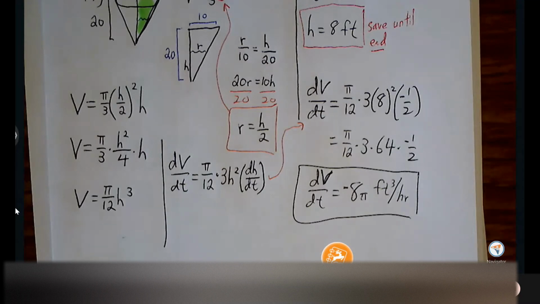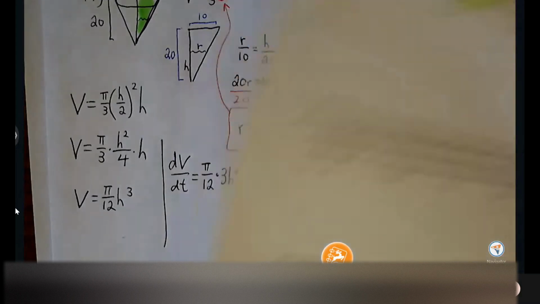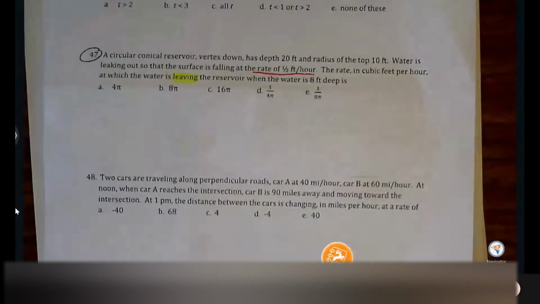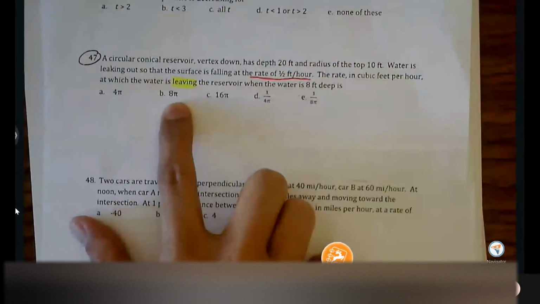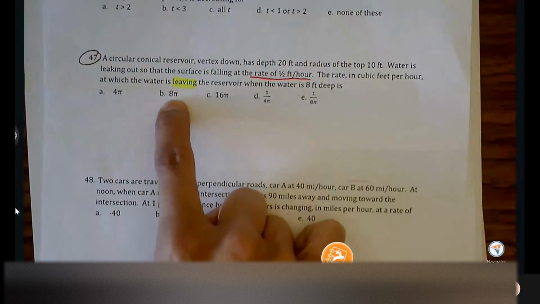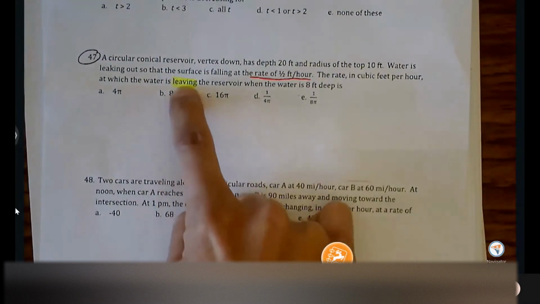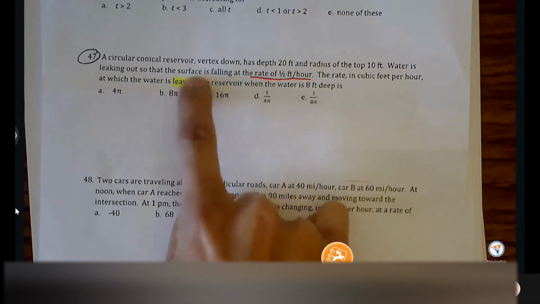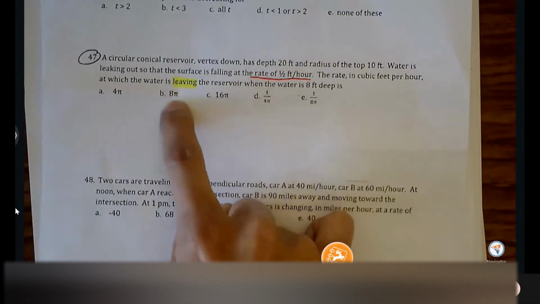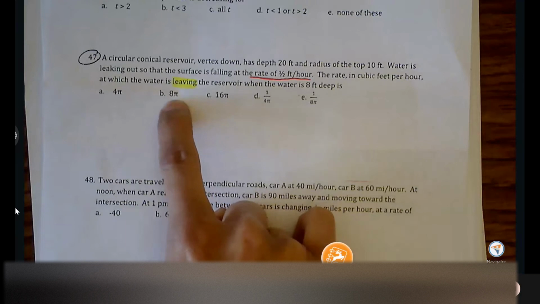Any questions here? Okay. Now, if you look at the answer choices, none has -8 pi. It only has 8 pi. But that's the answer choice that we choose, because it doesn't say -8 pi, but it does preface it by saying that water is leaving. So I think that leaving is an indication that we're dealing with a negative rate. So that's consistent with our answer.